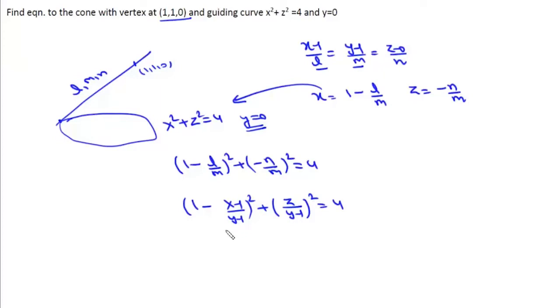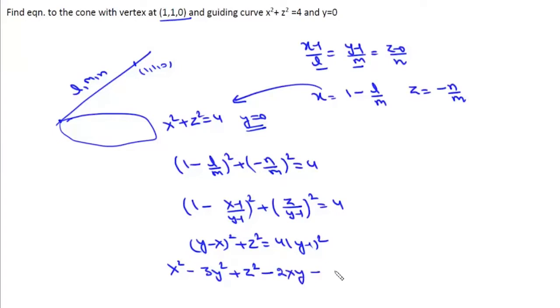Now this is (y minus x) whole square plus z square, and it will be equal to 4(y minus 1) whole square. Now we simplify this, we'll get this as x square minus 3y square plus z square minus 2xy plus 8y minus 4 equals 0. And that is the equation of this required cone.